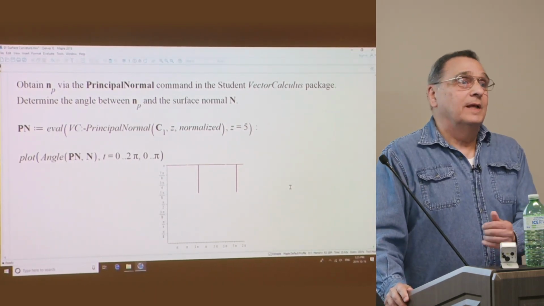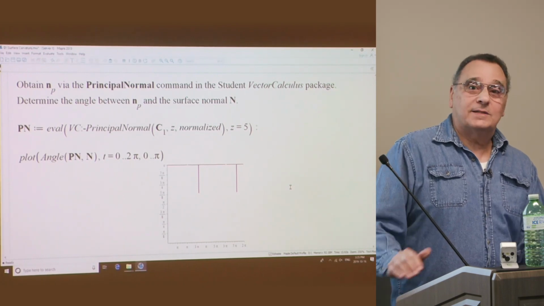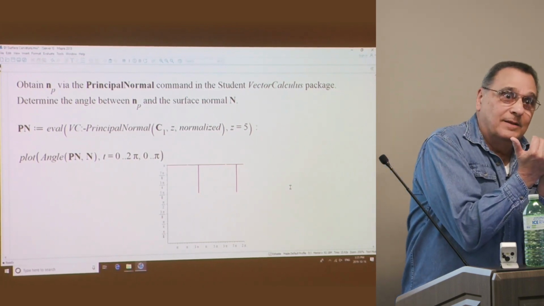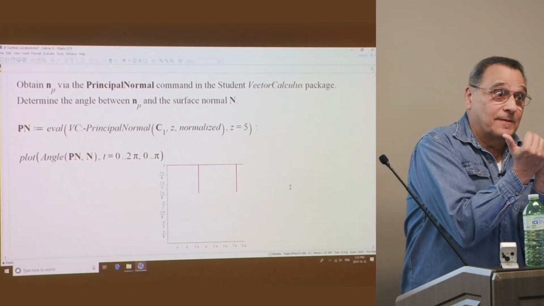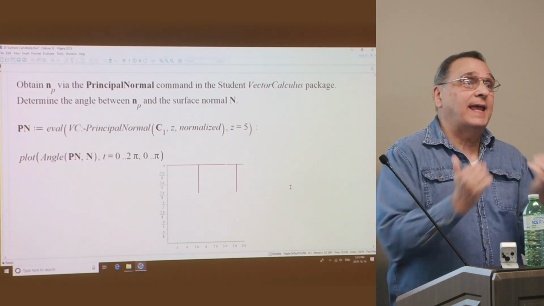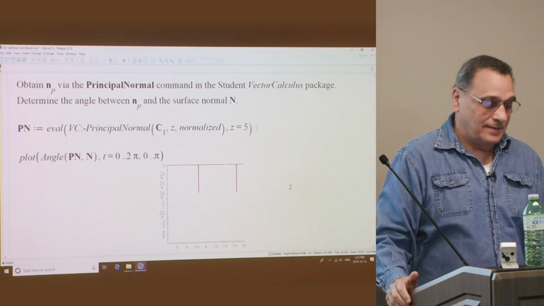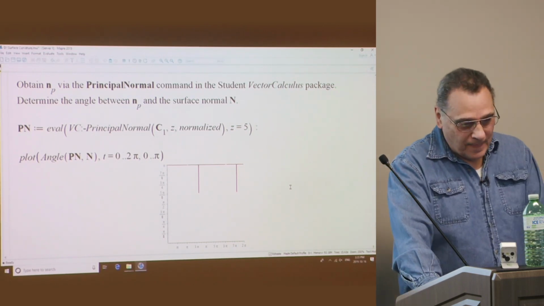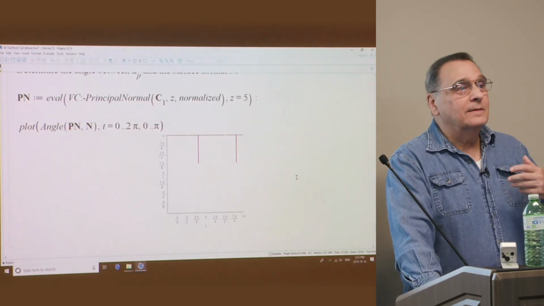In other words, the principal normal on these normal sections is directly opposite the normal to the surface. And that's the reason for the minus sign. That's where that minus sign is coming from. They're taking into account that difference. And so, minus sign. You have a question?